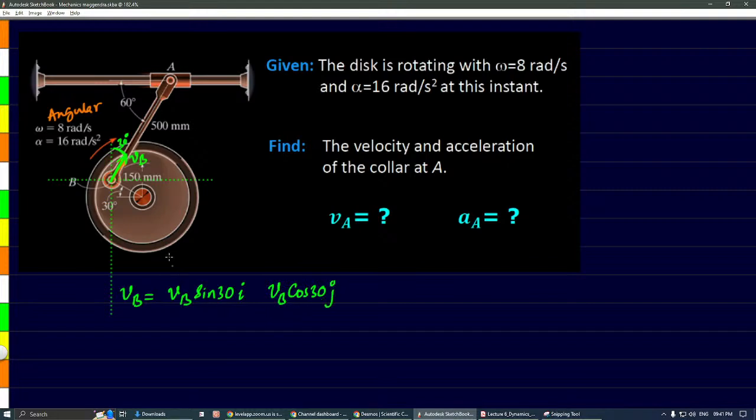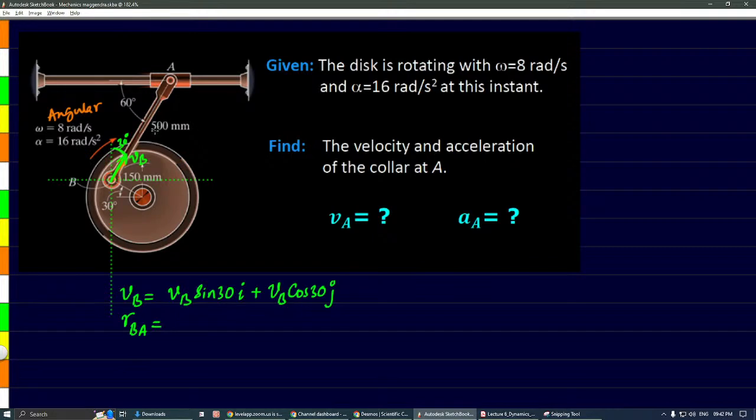Both are positive because it is to the right and upwards. So this is the velocity of B. Then we have to define the vector B to A. Define the vector BA. What is vector BA?